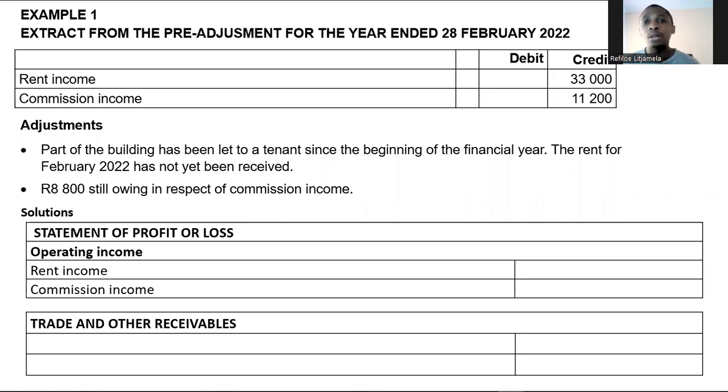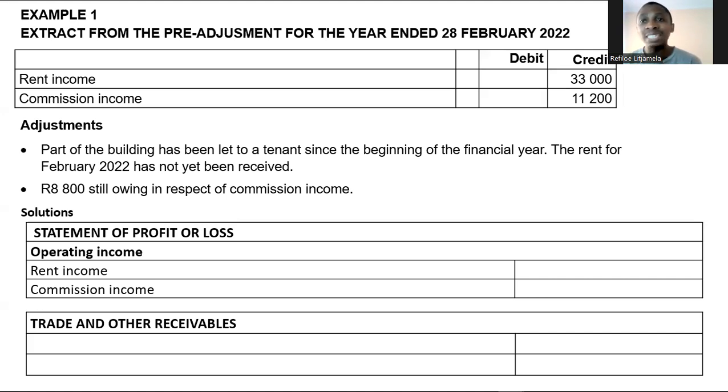And when you look at the trial balance, we have 33,000. Is it income earned? No, it's not. It's income received for 11 months, because we have earned income for 12 months, not for 11 months. That person stayed in our property for 12 months, not for 11 months. Okay. Commission income we have earned is not 11,200. 11,200 is commission income we have received.